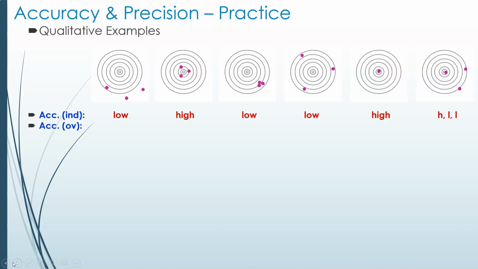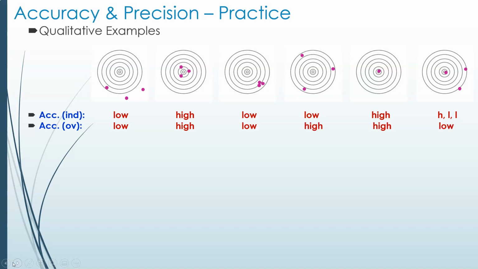If we look at the overall accuracy, now we're looking at the average of these shots, the center of the shots. In the case of 3 shots, that would be the center of each triangle. If it's 4 shots, it would be the center of the quadrilateral. So the overall accuracy in the first one, you can see, is very far away from the center, so therefore that's low accuracy.